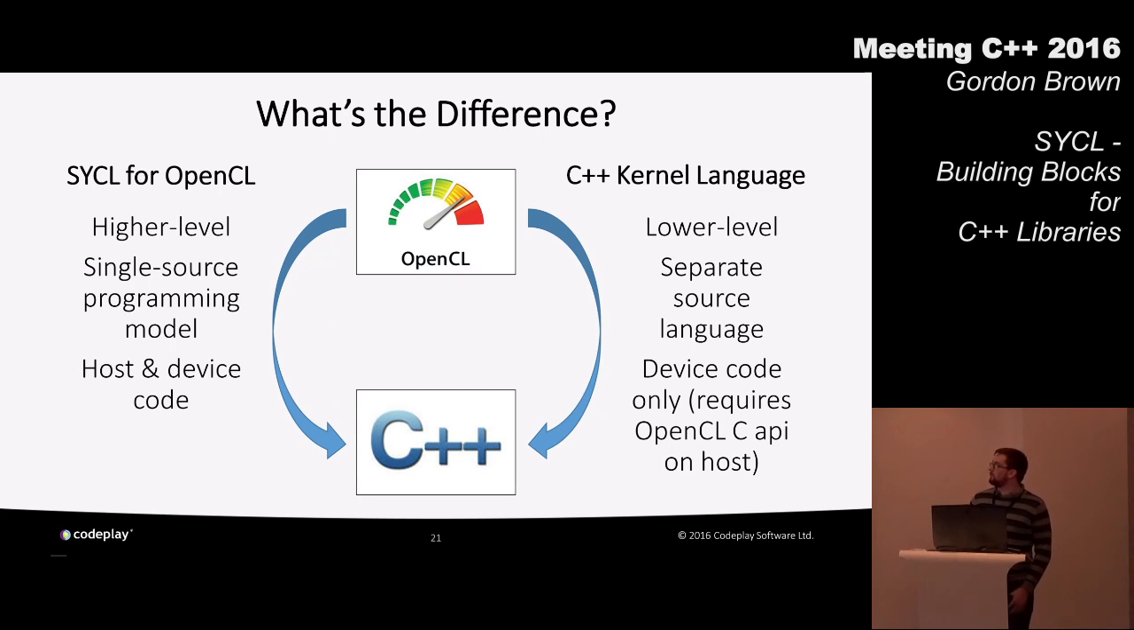So what's the difference though? Traditionally, OpenCL was always a C-based kernel language, so all your device code was in C. However, with OpenCL 2.2, you now have a C++ kernel language. But it's still a separate source programming model, so you still have separate host code and device code, and you still have the same host C API. And it's still very low level. Whereas SYCL is a higher level single source programming model, so all your host and device code is in the same source file, and it provides a much higher level abstraction that removes a lot of the boilerplate code of OpenCL and does a lot of optimizations for you.